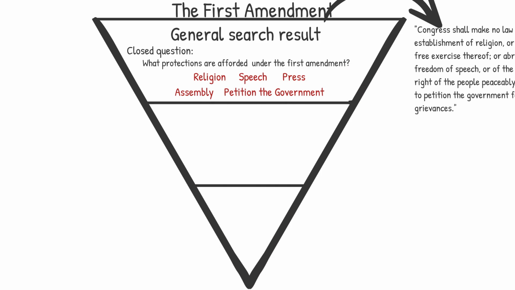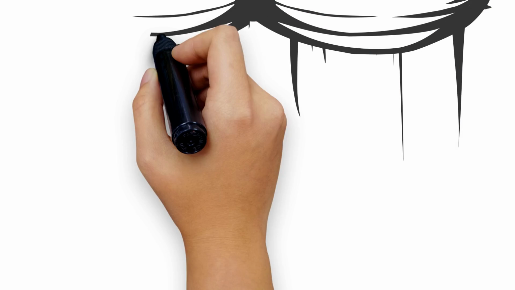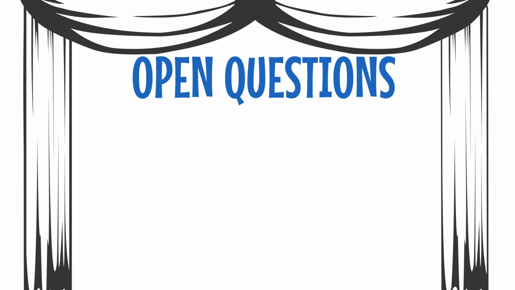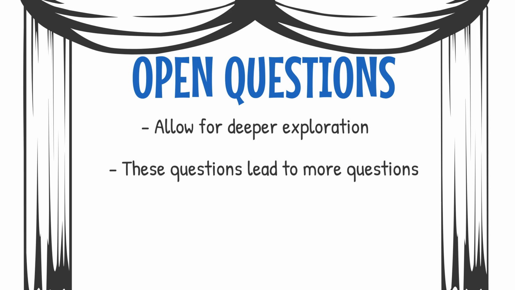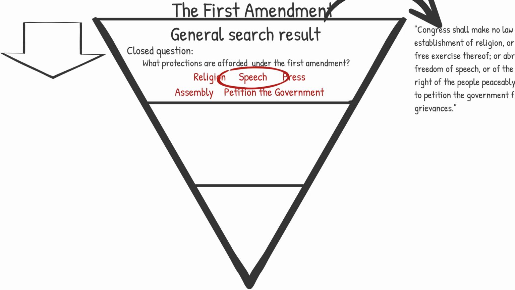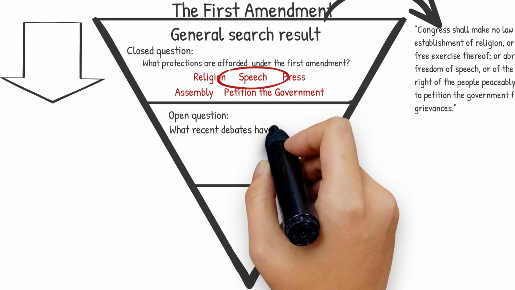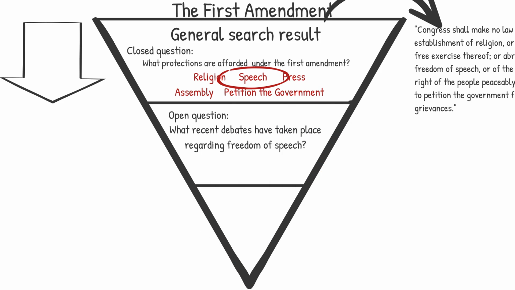Okay, I know my goal is to get more specific as I make my way down the triangle. So I'm going to choose one of these protections to do some further research. Let's take freedom of speech. This is where I might want to start asking some more open questions. Open questions allow us to explore topics more deeply by leading to new areas of inquiry. Basically, these questions lead to more questions. I've chosen freedom of speech. A question I might ask to open things up a little bit might be, what recent debates have taken place regarding the freedom of speech?